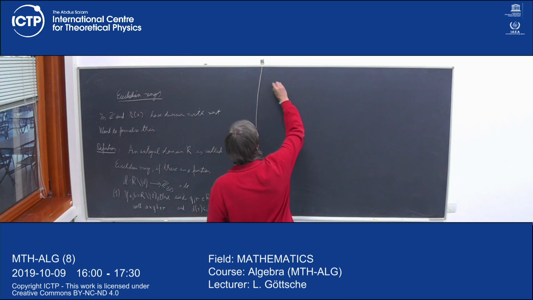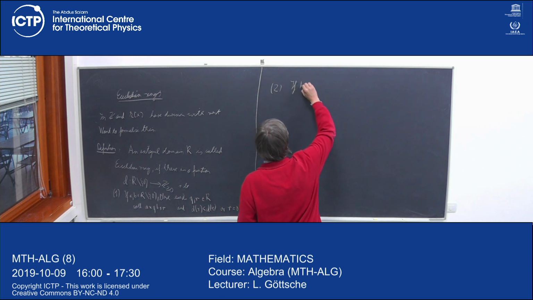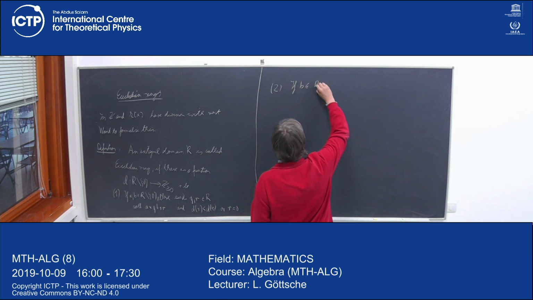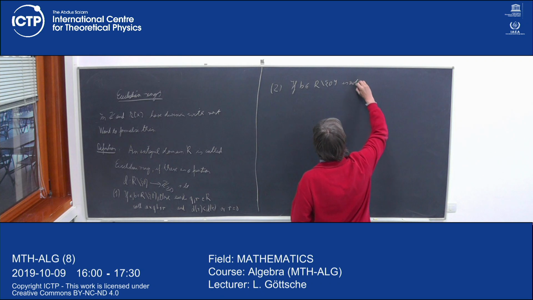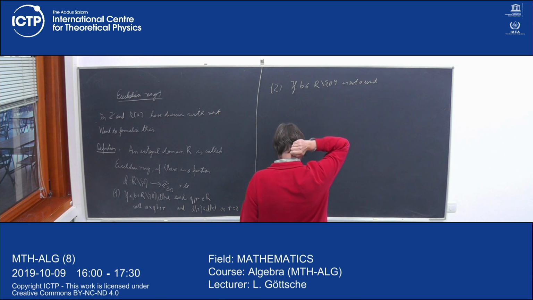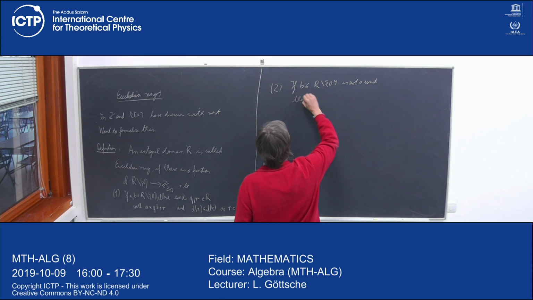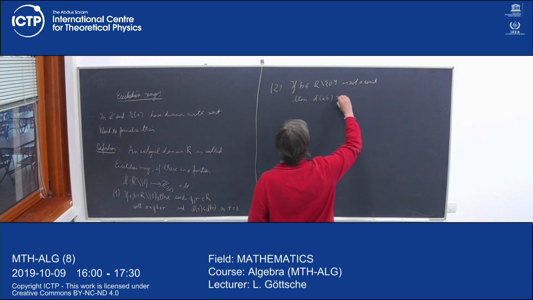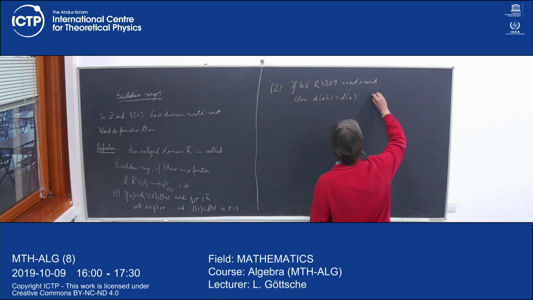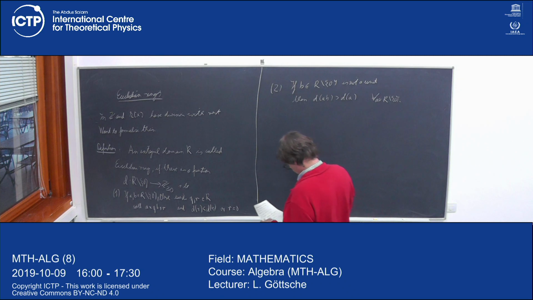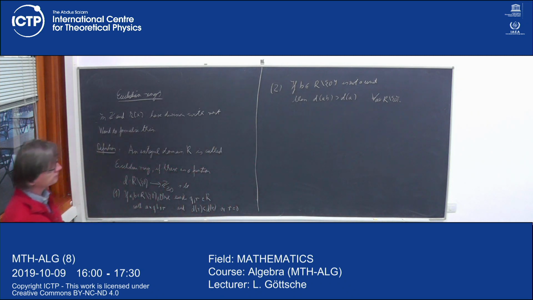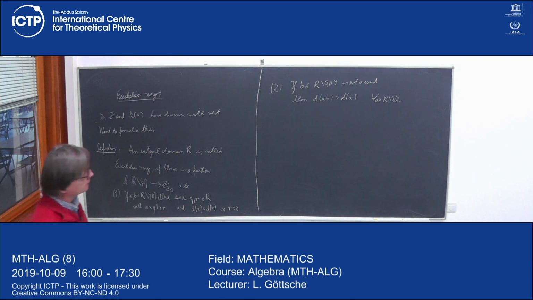And the second one says that it's not too trivial, so if B is an element not 0 and not a unit, then d of AB is bigger than d of A for all A in R without 0. Okay, so that's simple.